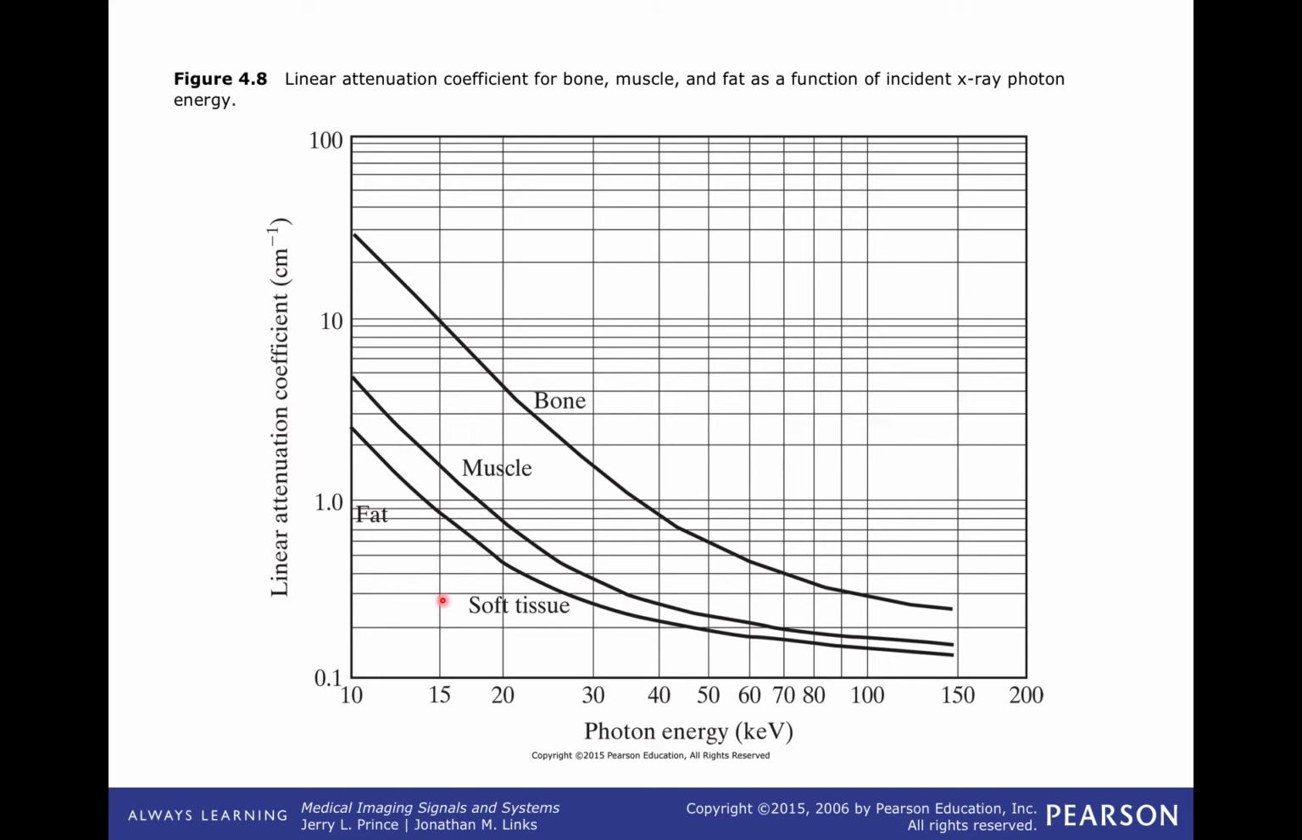However, if we imaged at this keV, none of the photons would get out of the back of the patient, right? So you basically have to move this way in order to get a signal coming out of the back of the patient. And in defining where along here you're going to work, there are many other issues that go into defining what the keV is that you're going to use.